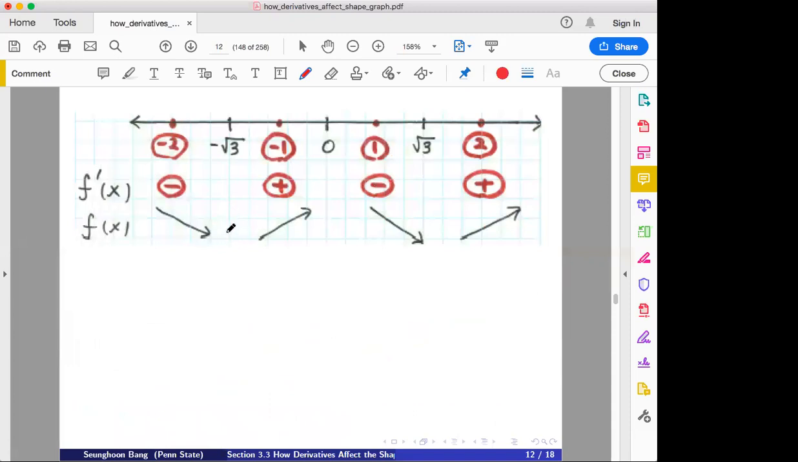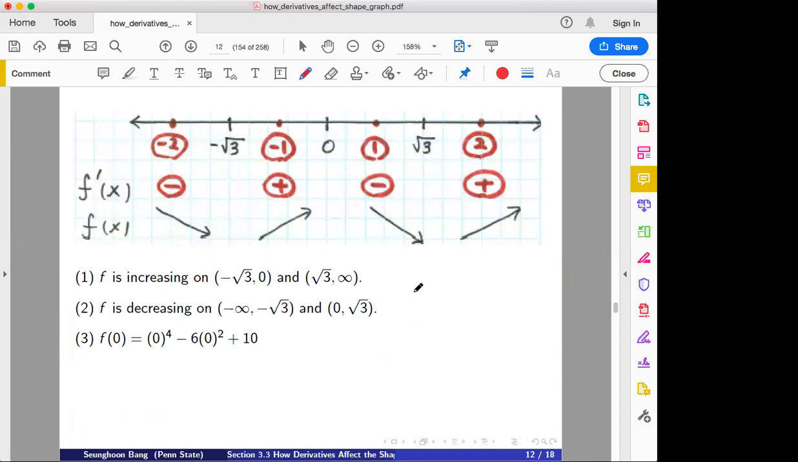Here, at -√3, local minimum. Here, the graph is increasing and decreasing, local maximum. Here, local minimum again. We have these values. That's good. So we have this result right now.